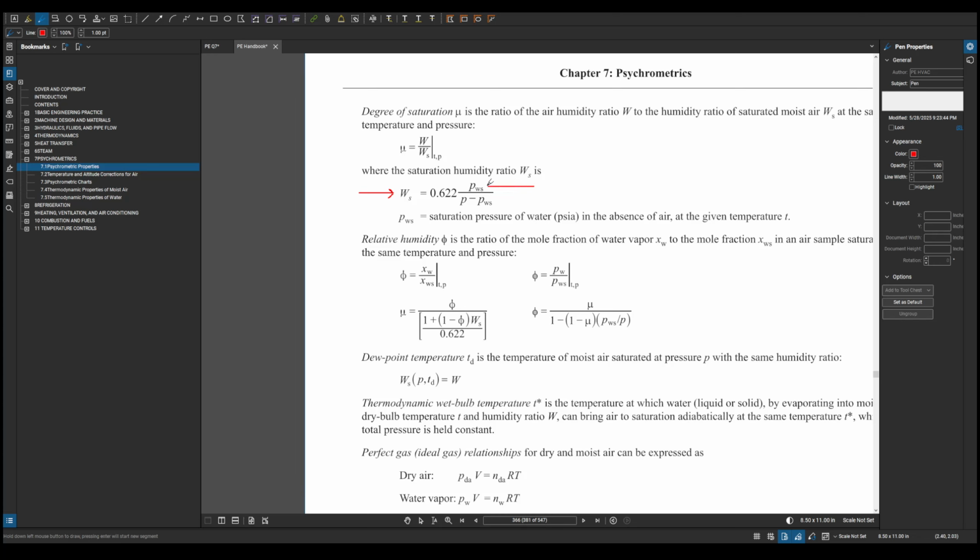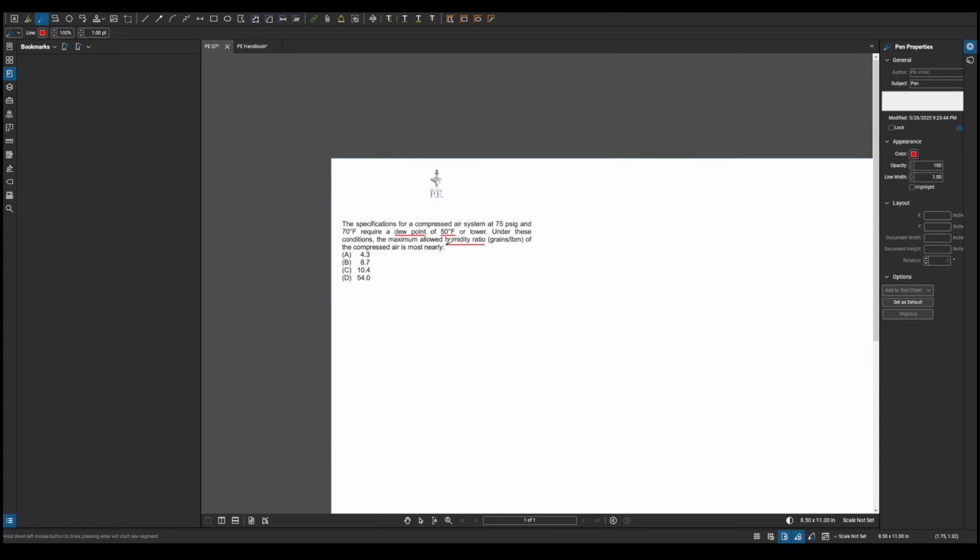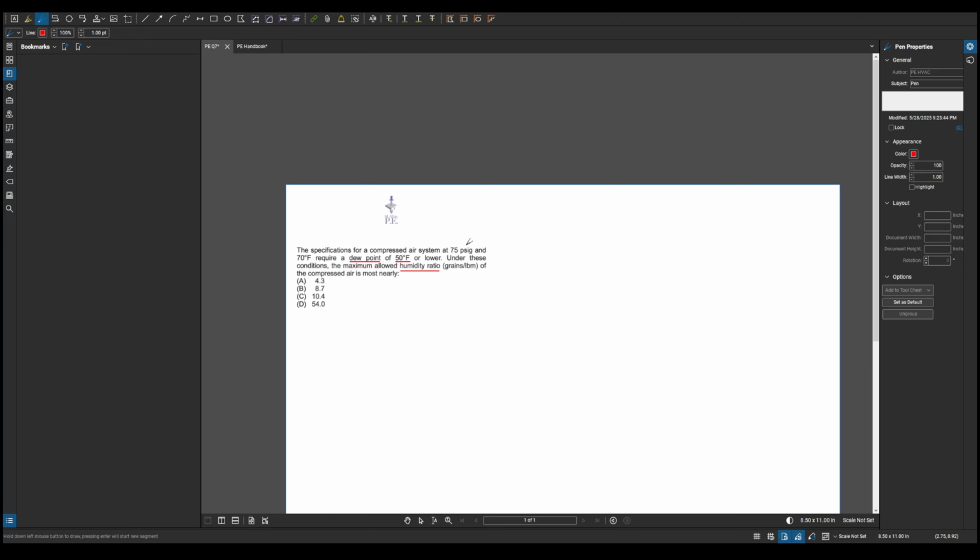But to use this equation, we need to find the vapor pressure and the total pressure. Thankfully, we can find both these guys. So if we go back to our question, it gives us a gauge pressure. We need to convert this gauge pressure into absolute pressure. So to do that, we're going to take this 75 and add on atmospheric pressure, 14.7. That gives us 89.7 psi absolute.